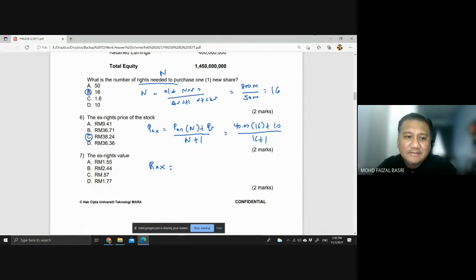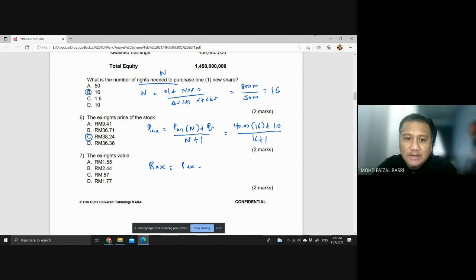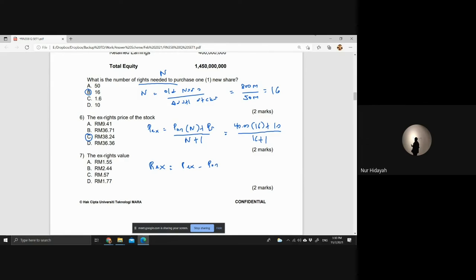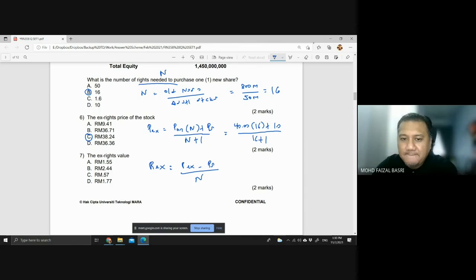And REX, value of X rights. PEX tolak dengan PS bahagi dengan N. PEX tolak PS, PS bahagi N. PEX tolak PS bahagi N. Okay, good. So PEX kita dah dapat tadi, 38.24. Subscription price RM10 and 16.